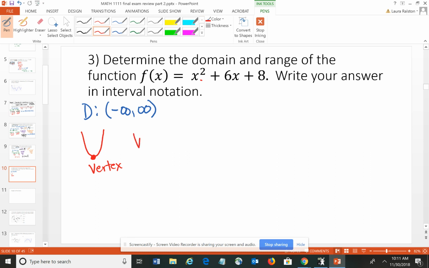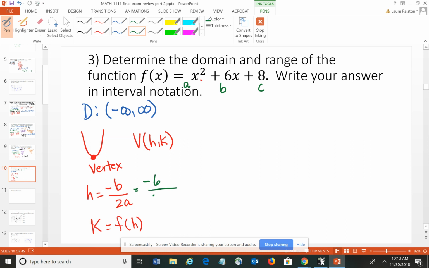You have the vertex formula on the formulas that are listed at the beginning of the exam or on the formula sheet. But remember, the h coordinate is the opposite of b over 2a, and you find k by substituting h back into the problem. Now, a, b, and c here, remember, a is the number in front of the squared term, which is an understood 1. B is in front of the linear term, and c is the constant. So I have -6 over 2 times 1. So -6 over 2, or -3. That's the x coordinate of your vertex.